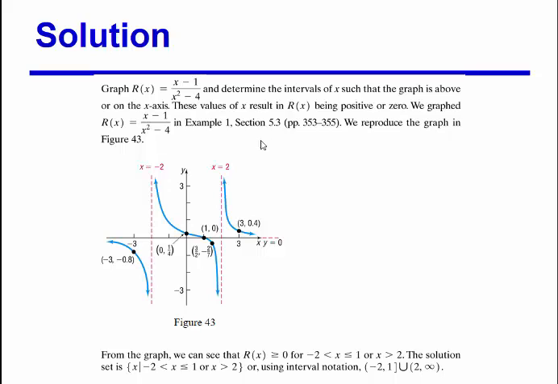So we graph the function, in example 1 in the textbook, and this is what we got. Now from the graph, we can see that the function r of x is greater than or equal to 0 for values between -2 is less than x, and x is less than or equal to 1, or x is greater than 2. So the solution set, using interval notation, would be -2 to 1, a half open interval, union 2 to infinity with a closed interval, sorry.